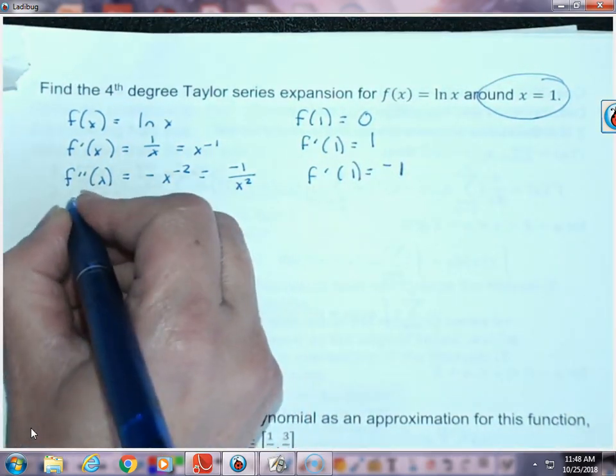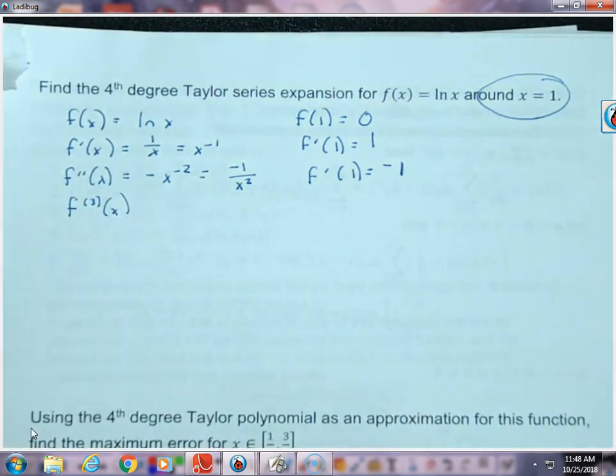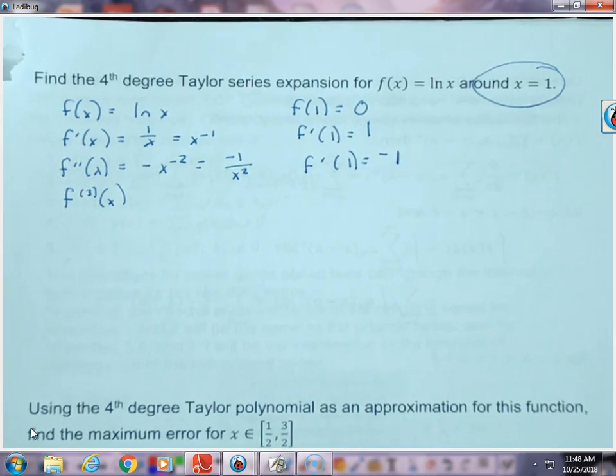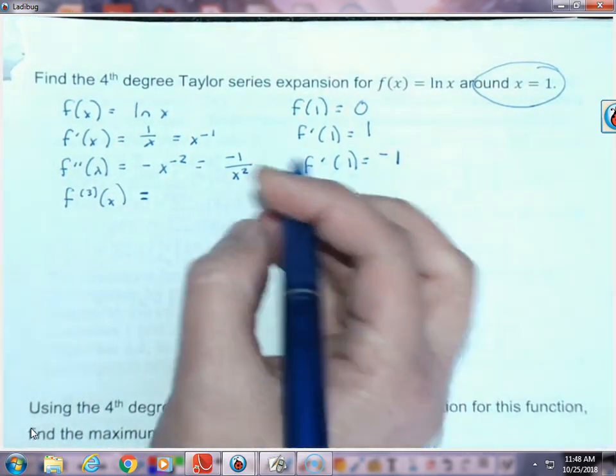it said 4th degree, so I'm going to have to do 4 of these. However, if you look ahead, it says using the 4th degree Taylor polynomial as approximation, find the max error. So I need 4 for the first part, but I'm going to need 5 to get the error term. Okay, so that's how far we're going to go. They always tell you how far to go, because otherwise you could be there forever, literally.